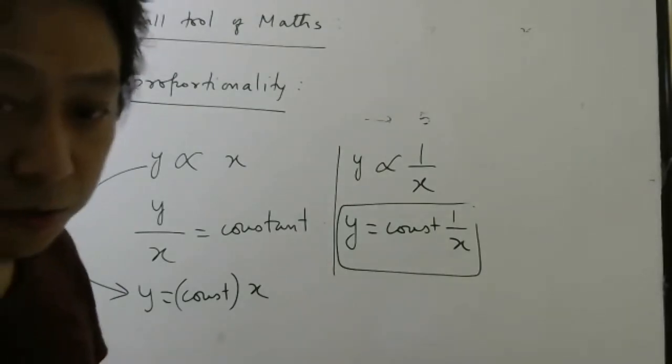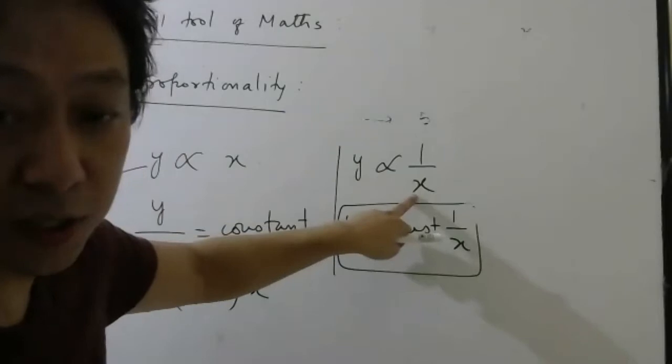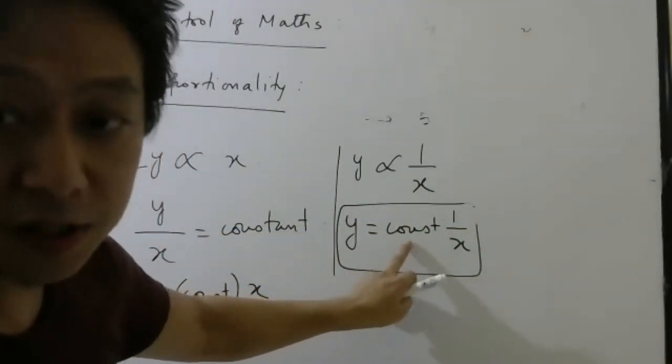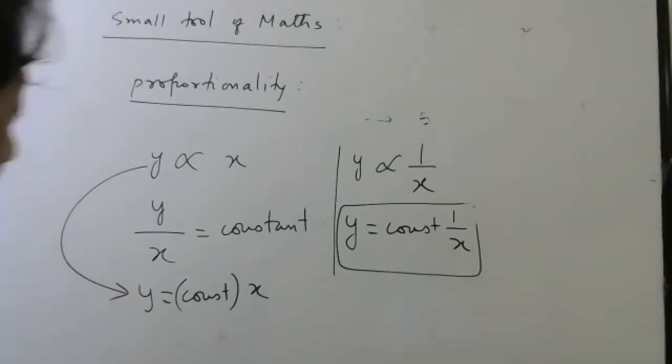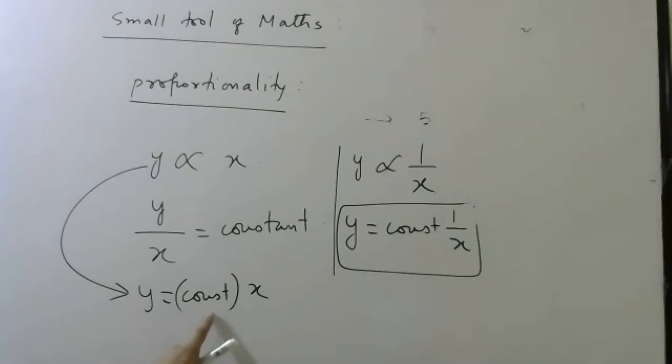So in order to say these two are inversely proportional, this factor must be constant. If this factor is not constant, you cannot say like that. Similarly here, if Y and X are proportional, this factor should be constant. Whatever is sitting here should be constant.